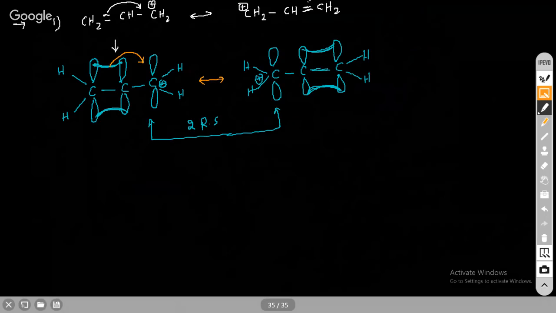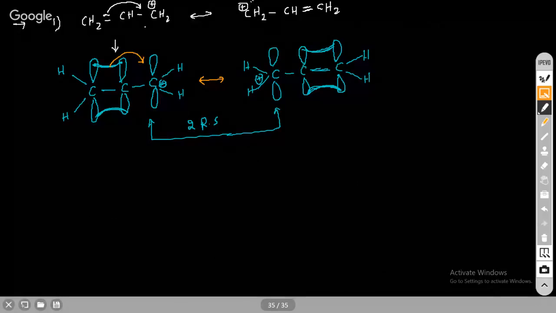One more thing you must keep in mind: the number of charges present in one resonating structure will always be the same in all other resonating structures. Like you see, these two are RS of each other. This contains one positive charge, so another RS must contain one positive charge, right? That is the thing we have.